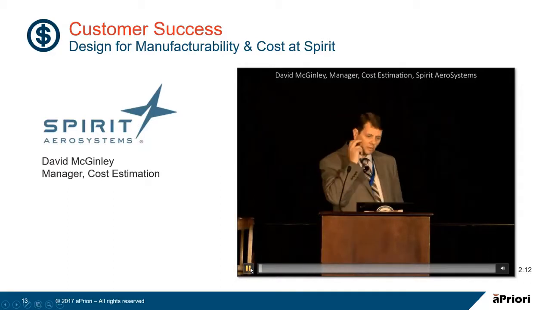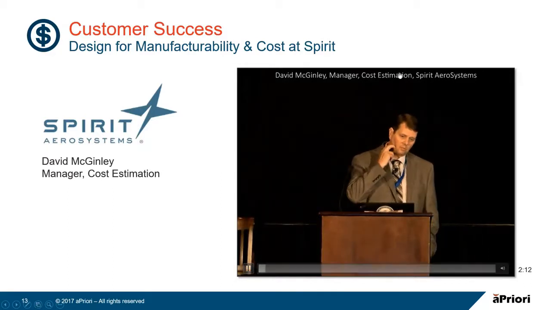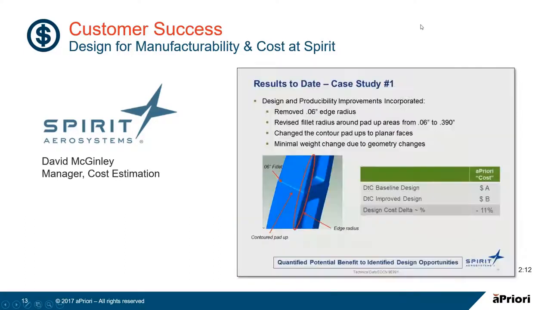A couple of quick results to date. So the first example here is one. This is probably one of our first items we identified. We ran this part through the tool, and immediately several things popped up that just got our attention. There was some external radii being put into this part. There was some filleting being done around the periphery of the part, and the values of those radiuses were all the same. And then there was some contouring going on.